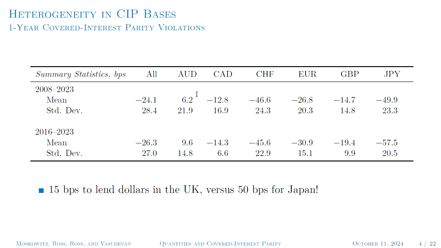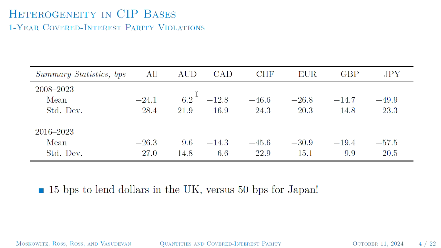So here are some summary statistics on the one-year covered interest parity violations. You can see on average it's negative, and it varies across the different currencies. It's positive against the Australian dollar, for example, likely because it has a lot of commodities which are invoiced in dollars.